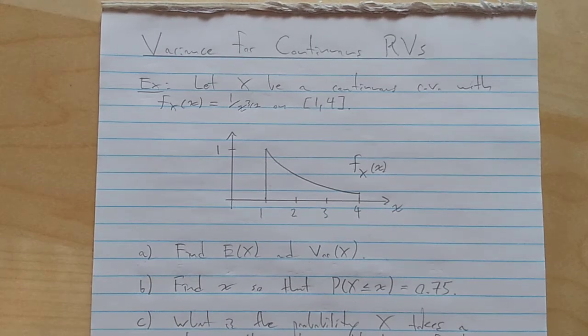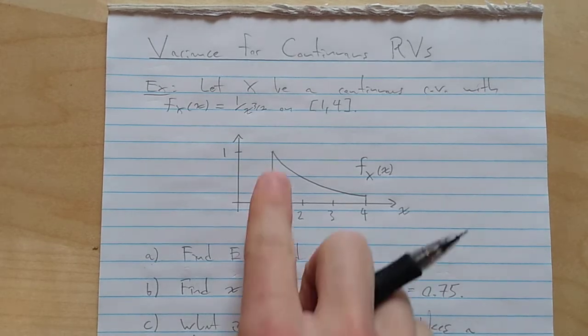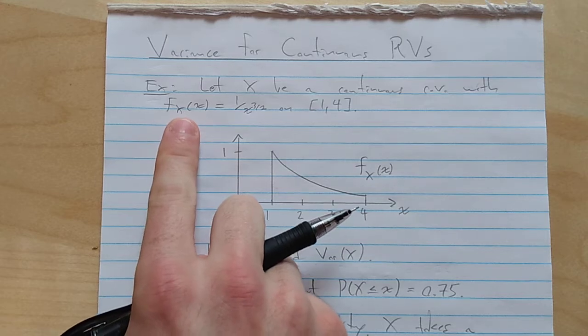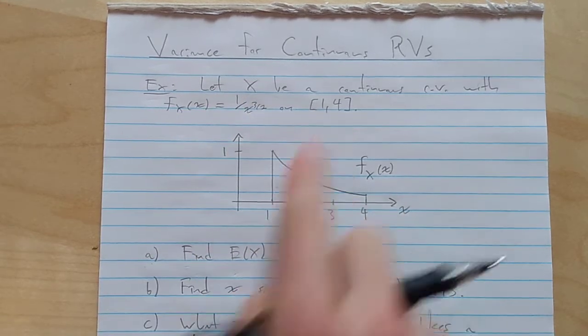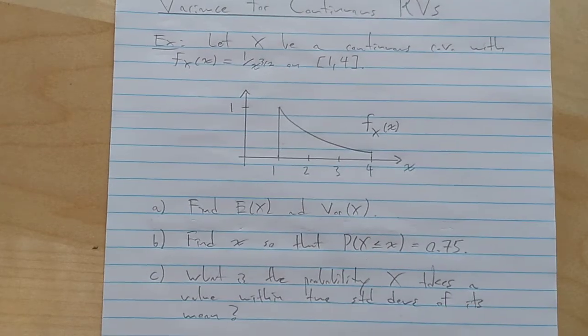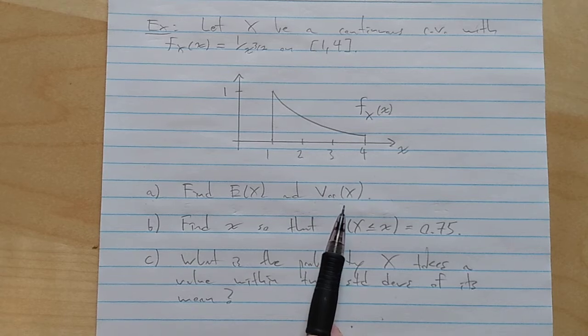So let's do an example involving variance for a continuous random variable. Consider this random variable x, whose PDF is 1 over x to the 3 halves on the interval 1 to 4. Looks like this. We're going to do three things. We're going to find the expected value and the variance of that random variable.